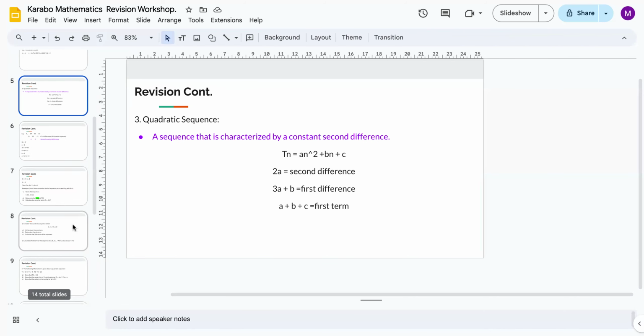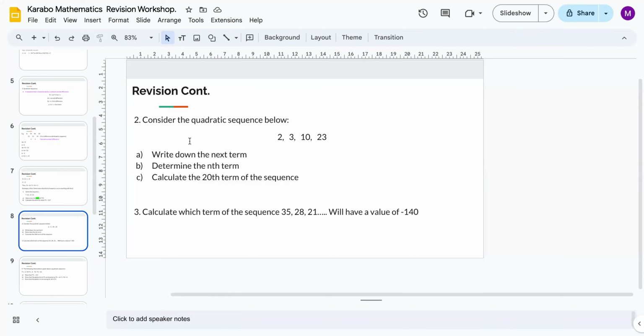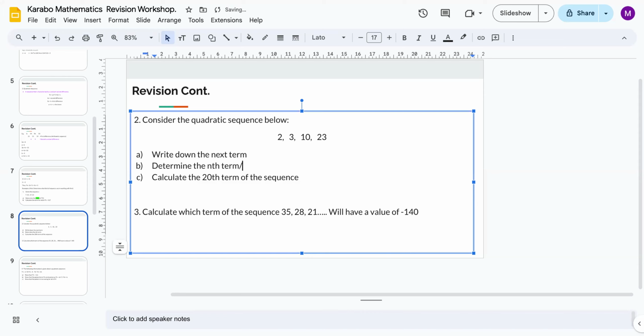And then we're going to go through the second question. The second question is a quadratic sequence. The rest of these questions focus on quadratics because that is where the most marks are. They love asking questions about quadratic sequences. So consider the quadratic sequence below: 2, 3, 10, and 23. The questions read: A, write down the next term. B, determine the nth term, which is another way of saying the formula for this sequence. And C, calculate the 20th term of the sequence.